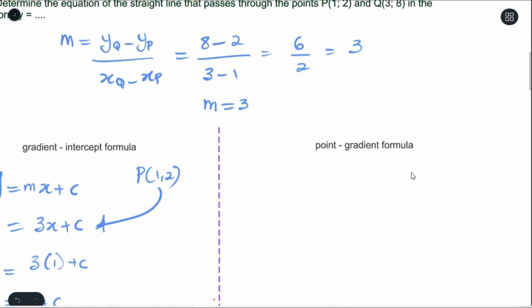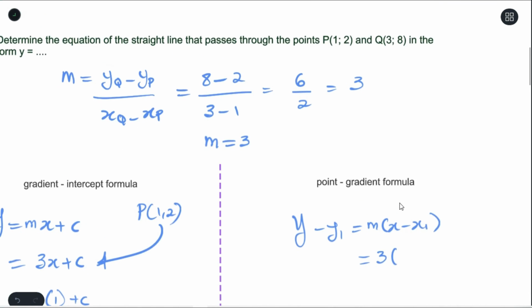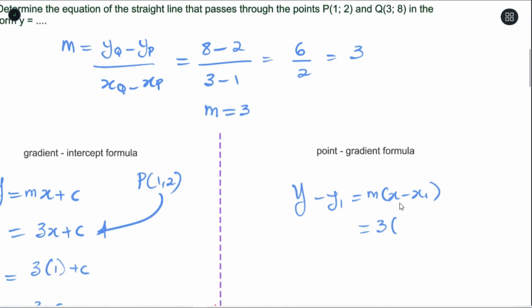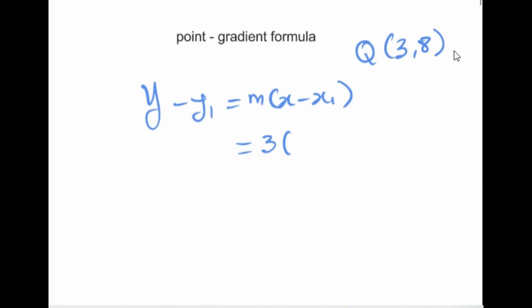Now with the point gradient formula, we will use this, and since our gradient, as we said, was 3, we understand that this here would be 3. Now we also need to take a point. So the point we're going to take in this one is 3 and 8. That's Q. So we're going to substitute Q, which is 3 and 8, into that over there.